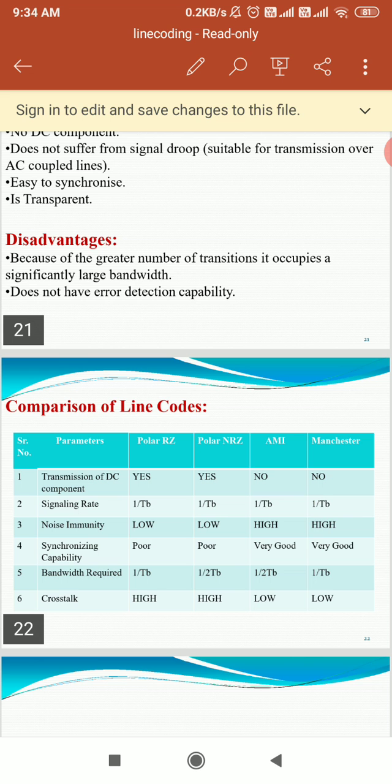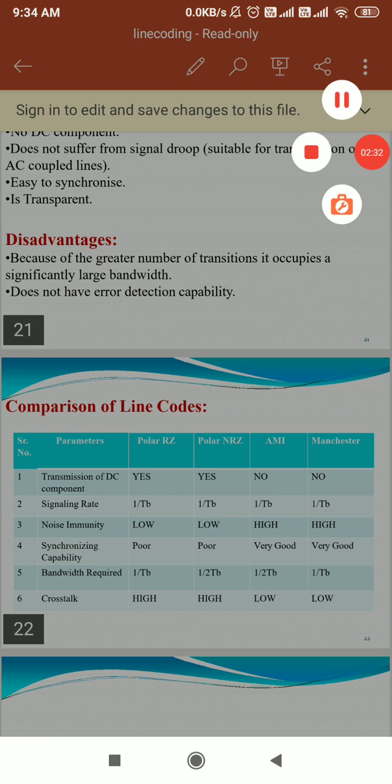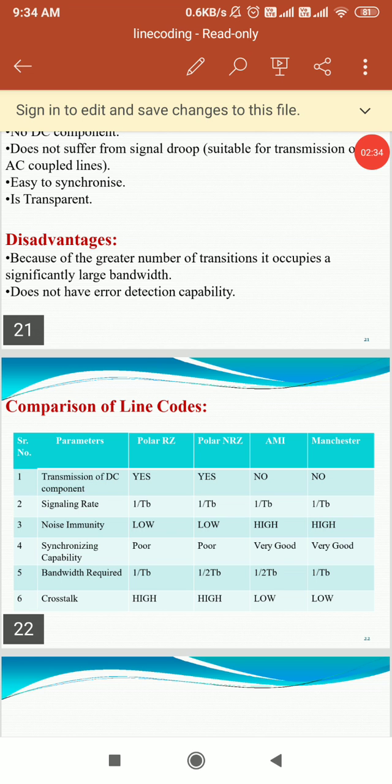Now we can go to the next point, that is the signaling rate. We can calculate signaling rate as 1 upon TB. The formula for return to 0, polar, bipolar or unipolar is the same equation. All are having the same equation.